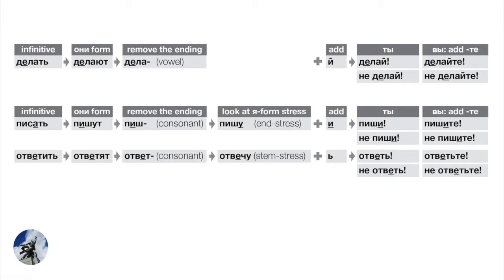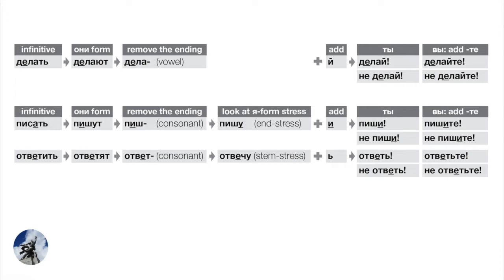The first one here with делать is the simplest. If we remove the ending and we're left with something ending in a vowel, then we're on easy street. We simply add an и краткое, and that gives us our T imperative. For example, делай, meaning do, right? Hey, you, T, do, right? So that's our informal T command.